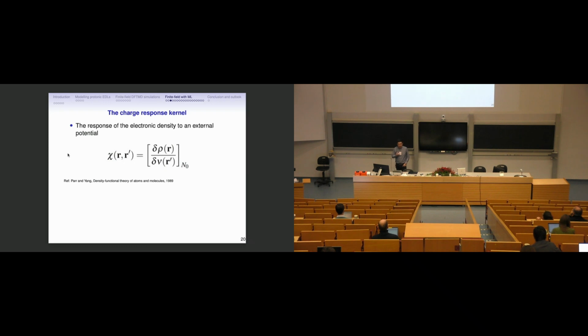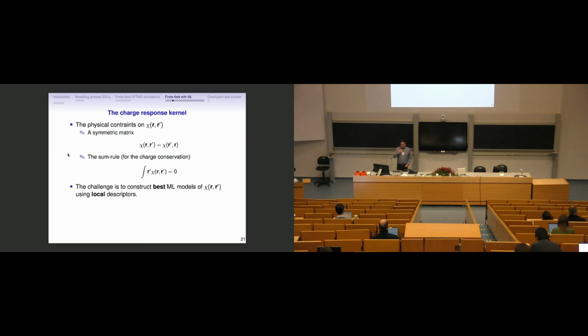This response function is called the charge response kernel. It describes how the electronic densities change in response to an external field. So it's a nonlocal function, as you can see here. This chi, the response kernel, needs to satisfy a few symmetry constraints. For example, we know that it's a symmetric matrix. In addition, each row, when summed together, has to be 0 to make sure that you satisfy the charge constraint. And then the question for the machine learning model is whether we can find good targets for which local descriptors can produce this chi matrix. Because the big success of atomic machine learning so far relies on local descriptors.